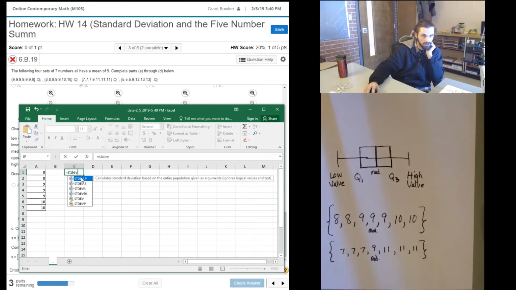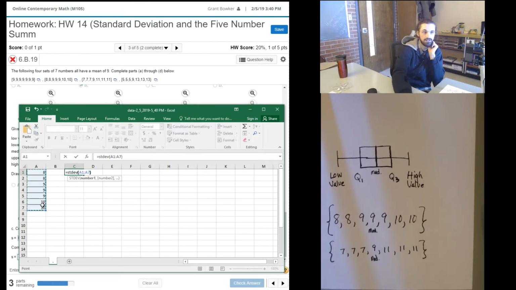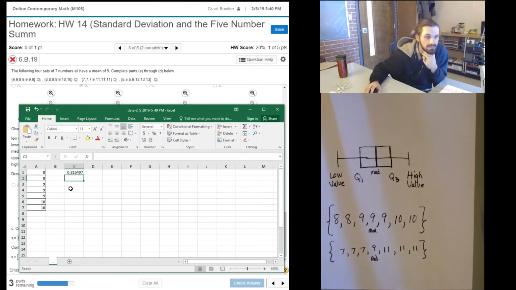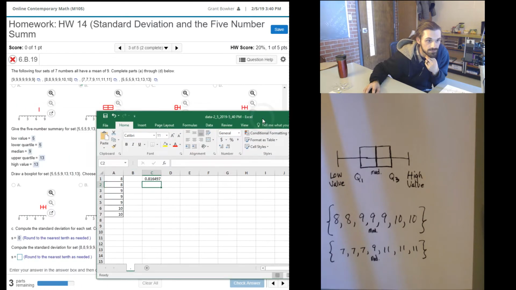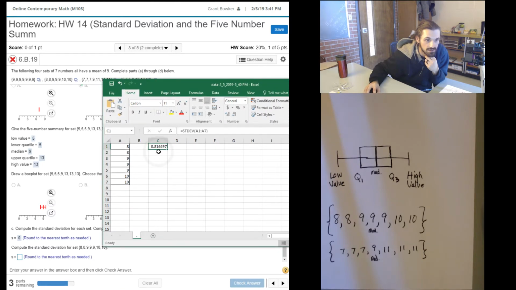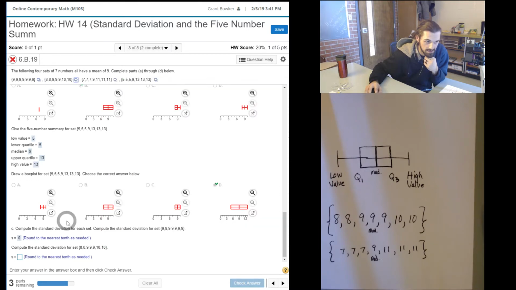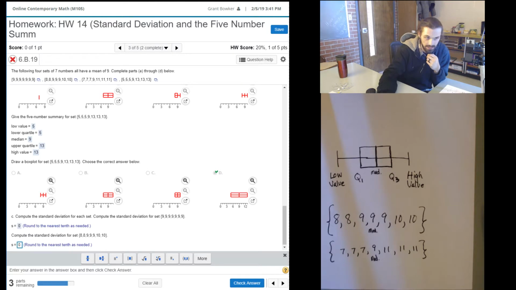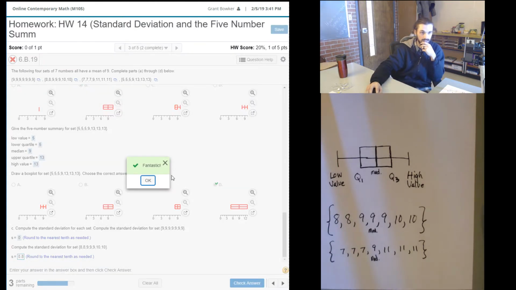So notice there are quite a few different ways to do a standard deviation. The function that we want for our purposes is the STDEV, left parenthesis, and then highlight the data that you want to find the standard deviation of, close your parentheses, hit enter, and we see that the standard deviation is 0.816, and we want to round to the nearest tenth as needed. So rounding this to the nearest tenth, well, 1 is not enough to round up my 8, so it's a standard deviation of 0.8.